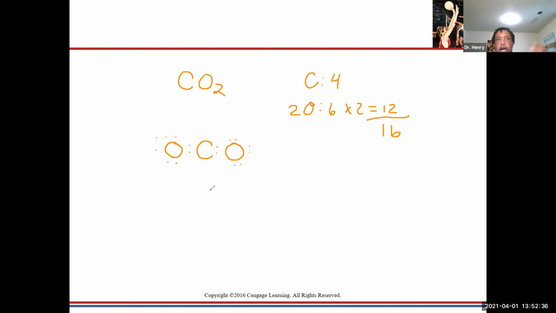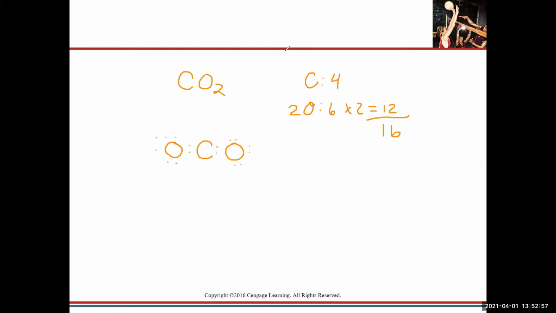Oct, like octopus, 8 arms. Octet, the octet rule means you have 8 electrons around you. So you move things so that you end up with everybody having 8 around them, if you can get 8 around them, okay? So is there 8 around this carbon right now? No.